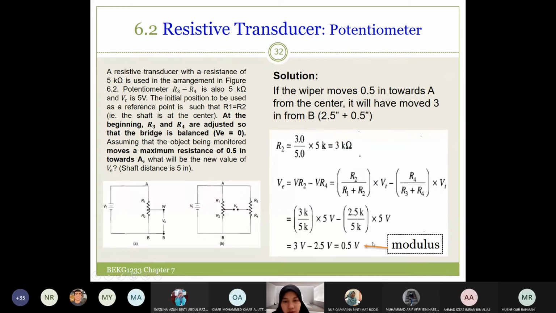So bear in your mind, three divided by five. Okay, class, actually this one is for the R2.